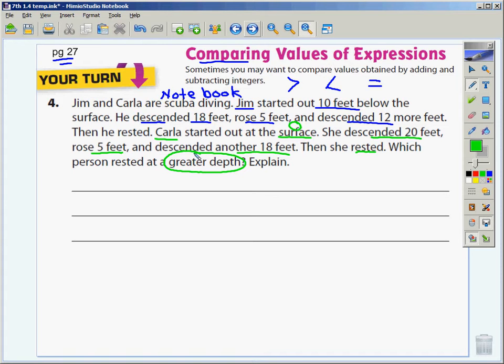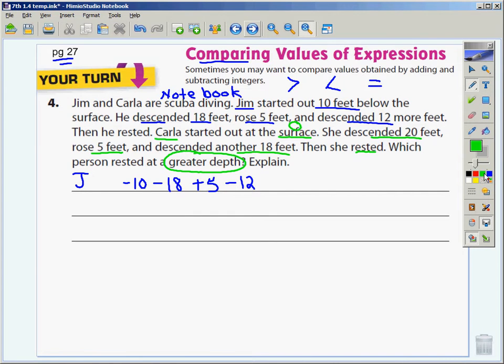So the first thing we're going to do is we're going to write one out for Jim. And I'm just going to put a J here showing that it's Jim's line. He started out 10 feet below the surface. That would be a negative 10. He descended 18 feet. So he took 18 feet more out of that. He rose 5 feet. That would be plus 5. And he descended 12 more feet. That would be negative 12. That's the expression for Jim.